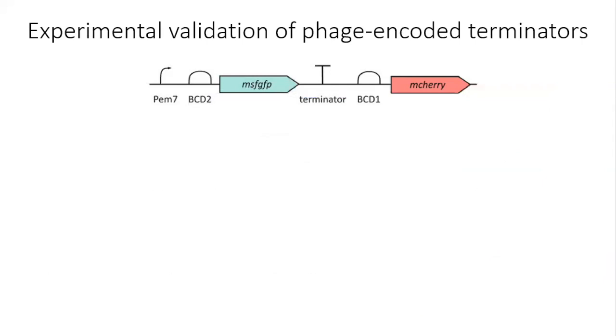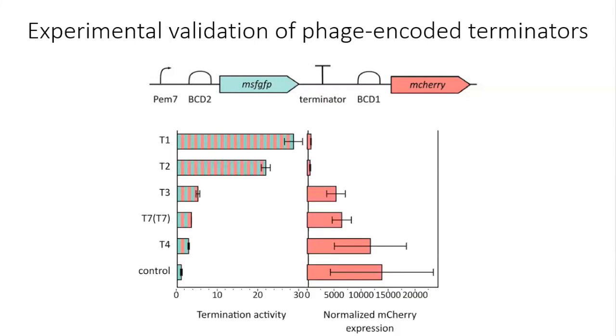We also wanted to experimentally validate these phage-encoded terminators. So we made this nice little circuit of a promoter that's driving GFP. In between is a terminator followed by mCherry, where you can look at the ratio between GFP and mCherry to ascertain the strength of your terminator. The stronger your terminator, the less mCherry will be present. We also observed that the terminator is actually influencing the amount of GFP that was generated upstream there. So that gives us an entire array of terminators with a very flexible activity range, or termination potential, let's say.